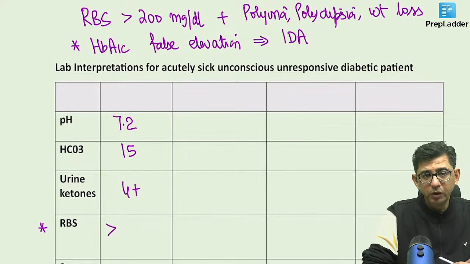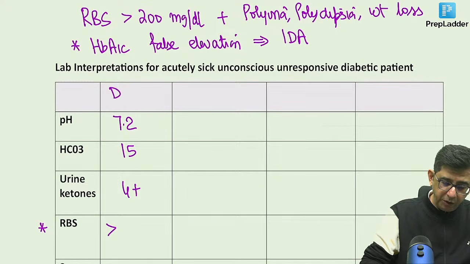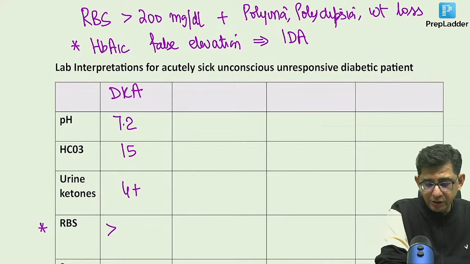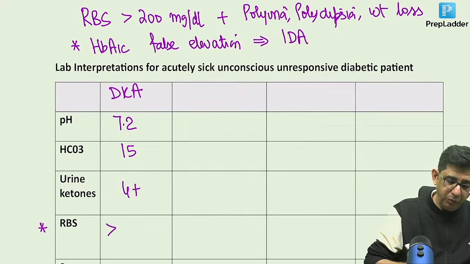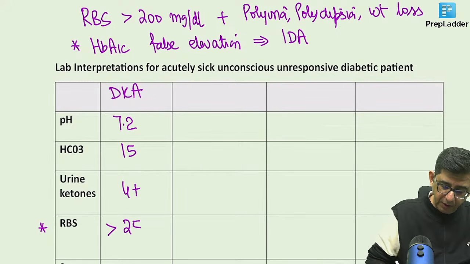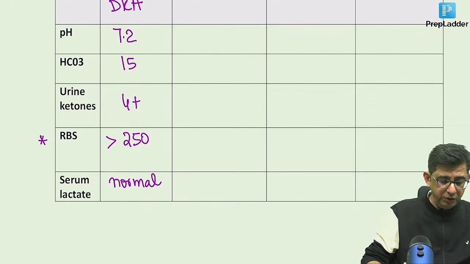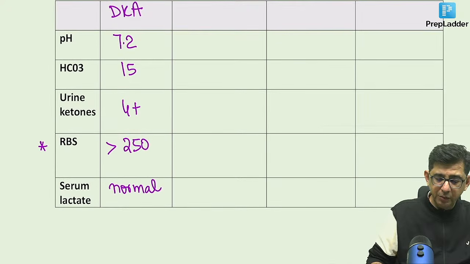Now, coming back to the question for diagnosis of diabetic ketoacidosis. For diagnosis of diabetic ketoacidosis, random blood sugar should be more than how much? For diagnosis of diabetic ketoacidosis, RBS in the patient should be more than how much? Yeah, it should be more than 250. The serum lactate in the patient is normal. Yeah, it is more than 250. So you will say diabetic ketoacidosis in a patient.